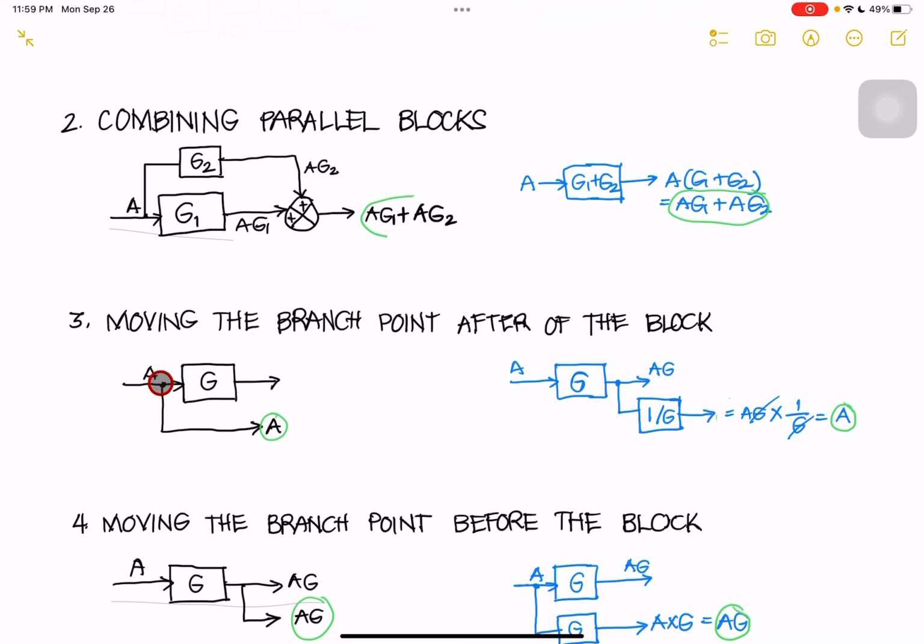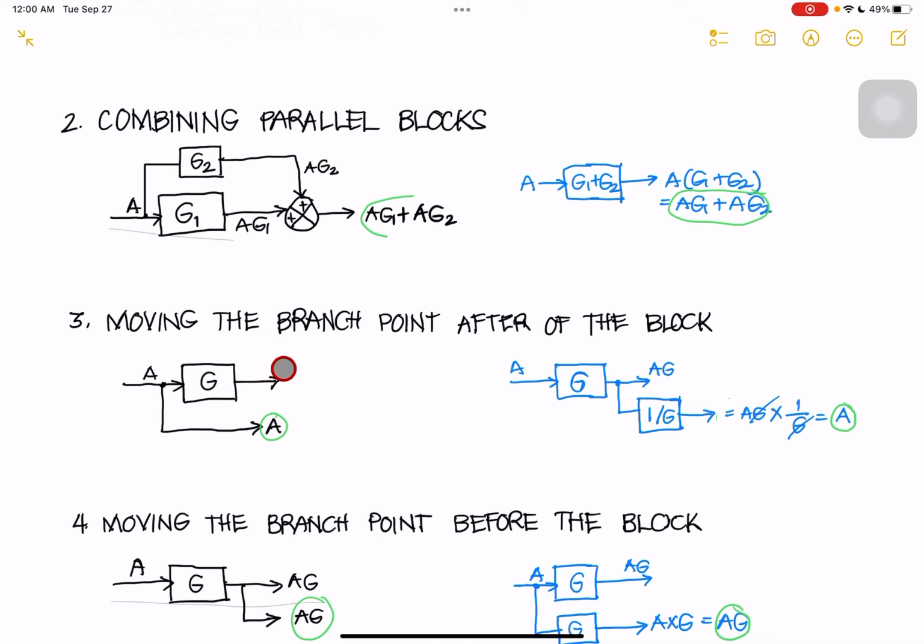So this is the original, and we'll move it here. What happens here? Instead of going straight to A, we need to have an additional block, because it's hard to analyze this when you reduce it further. So, we need to input 1 over G. So, when the branch point is originally before the block and you move it ahead, or after it, the additional block on the output of the original gain becomes 1 over G.